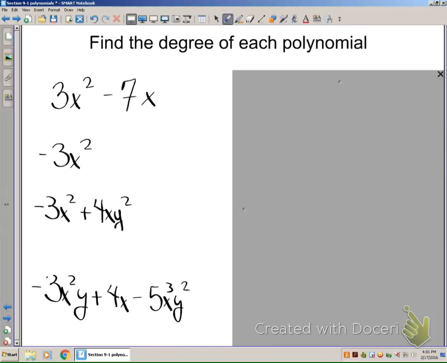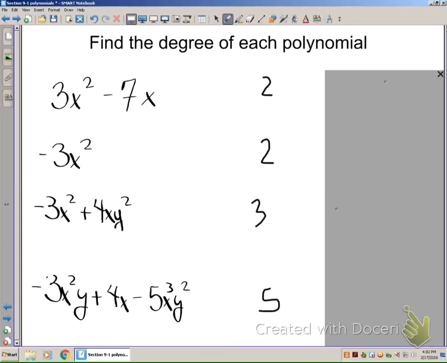Okay, so go ahead and try these on your own. Find the degree of each polynomial. So you need to pause the video, write it down, and then hit play again whenever you're ready to check it. And I'll go ahead and reveal these answers.